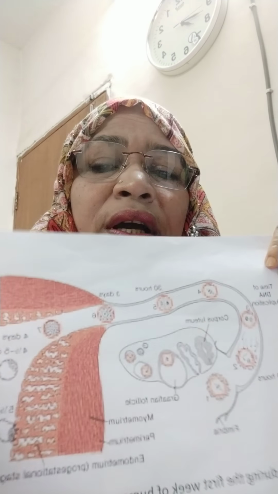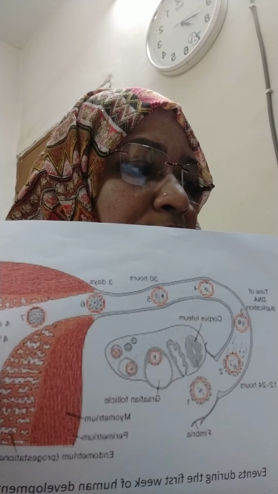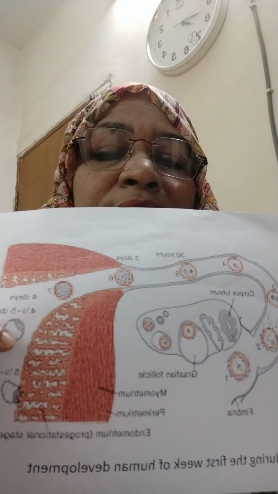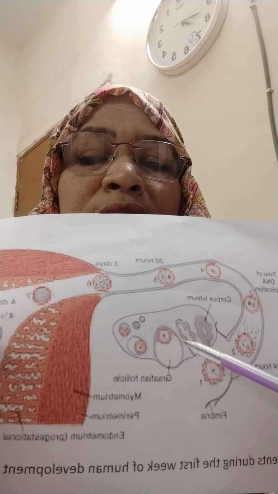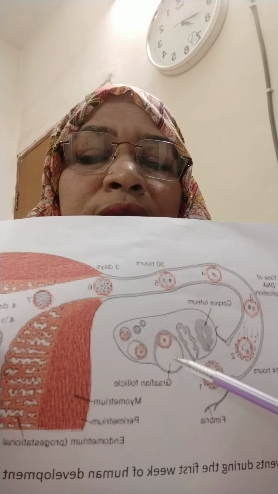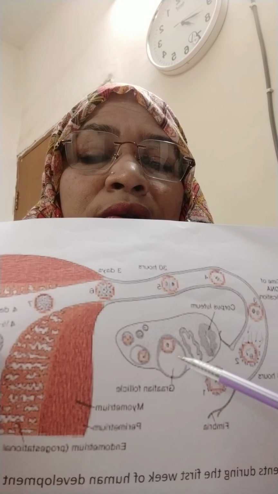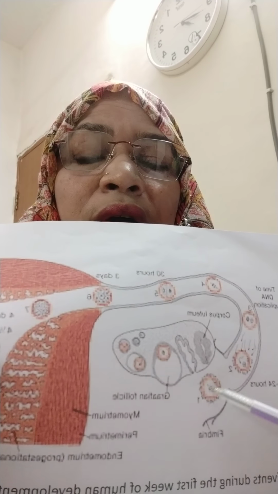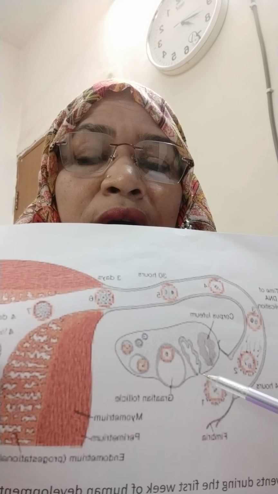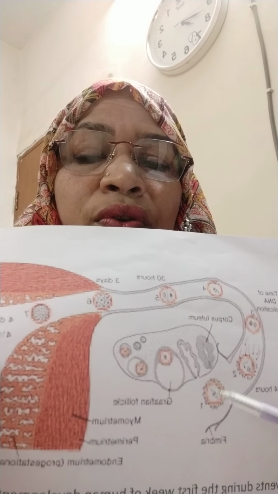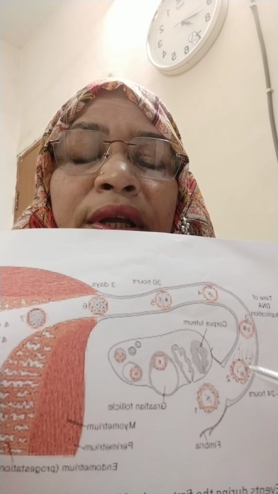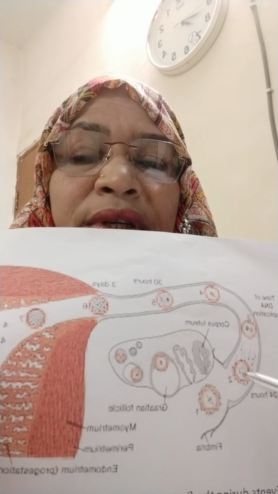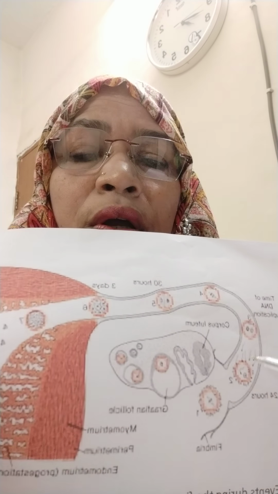What are the components of the first week of development? This figure shows the different components. This is the ovulation. The mature Graafian follicle ruptures and the ovum is discharged. It can enter the fallopian tube through the fimbriae of the fallopian tube, and after that it enters the most dilated part of the tube. This is the fertilization with sperm.